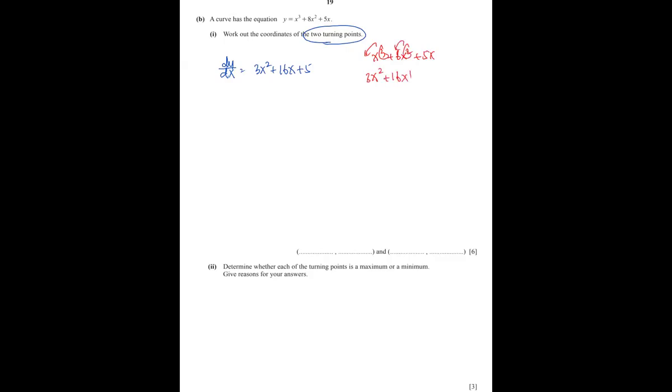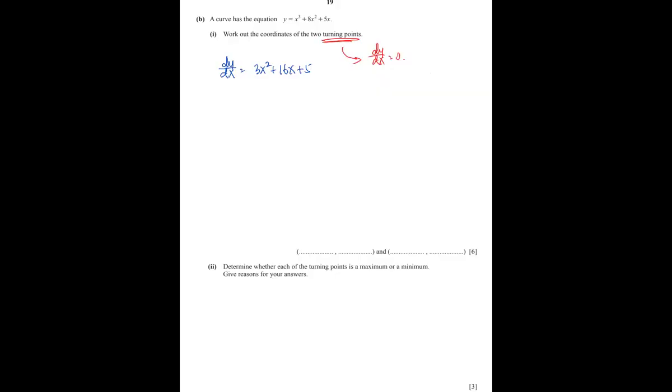2, you reduce by 1. Okay, x to the power of 1, you bring down the power. This one becomes 0. So x to the power of 0 is just 1. So that's just it. Okay, so that's how I got my derivative. Turning points occur when dy/dx equals 0. Okay, turning points occur when dy/dx equals 0.